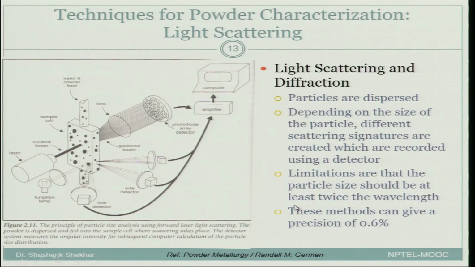Limitations are that particle size should be at least twice the wavelength. Now, here we are talking about scattering, and this scattering is taking place because of the light that is falling onto the particles. If the particle size is much smaller than twice the wavelength, then some diffraction phenomena may start to take place. So, what you want is that the particle size should be at least twice the wavelength.